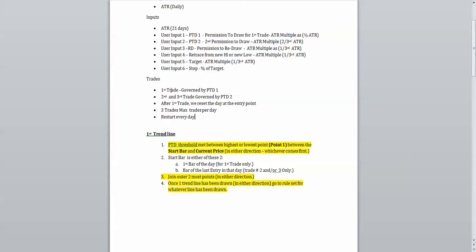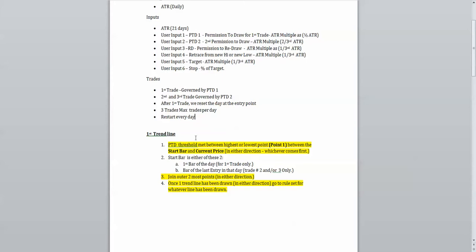Okay, so for the first trend line, we don't know which direction it will go. It could go either up or down, but we will find out which direction once the PTD threshold has been met between the highest or the lowest point of the start bar and the current price. Once that condition is met, then we're able to draw our first trend line.